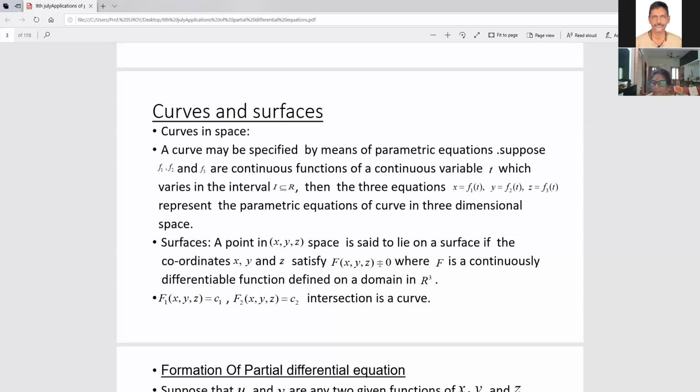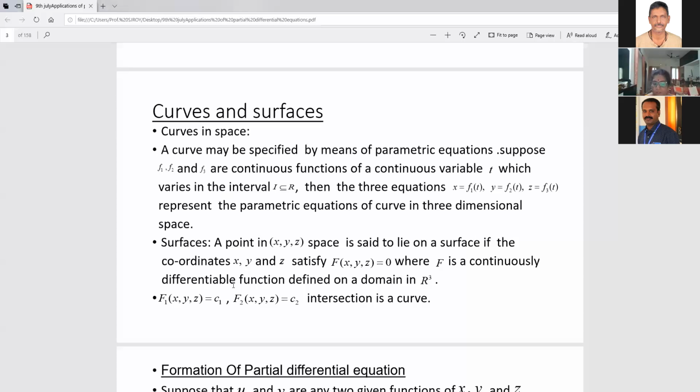A relation like this, f of x, y, z equal to 0, where F is going to be a continuous function on R3. If you have a locus, then it will create a surface. If you wanted to represent your surface, definitely we have to have some family of curves. That is the reason this family of curves and surfaces will play a key role in partial differential equations.